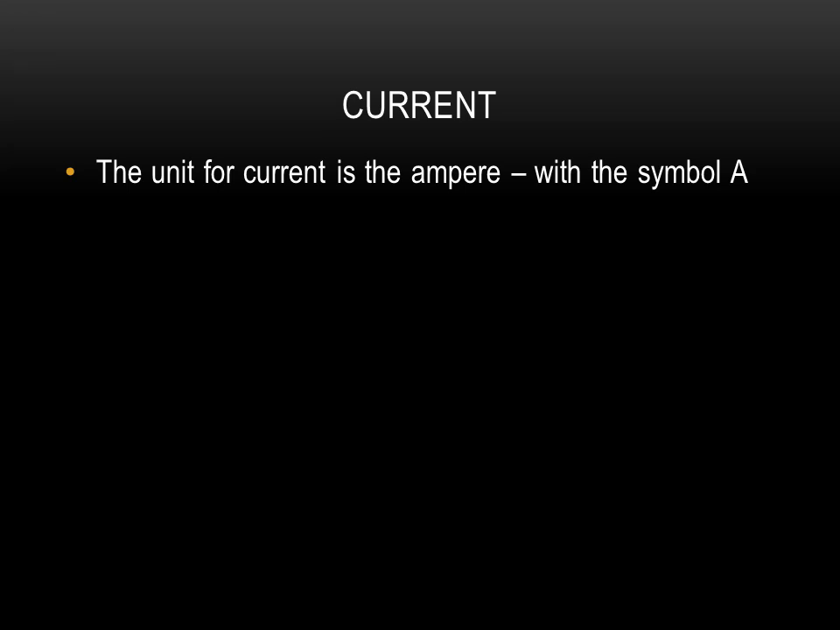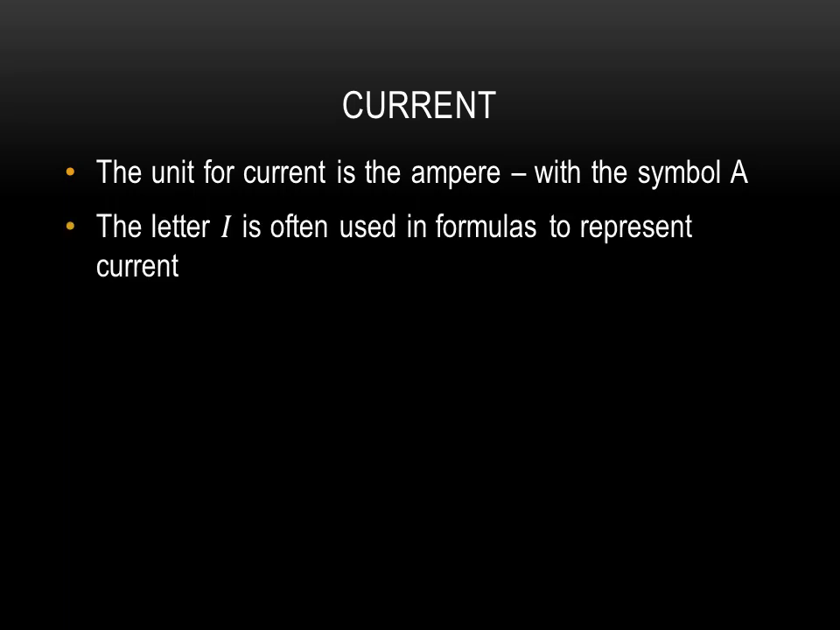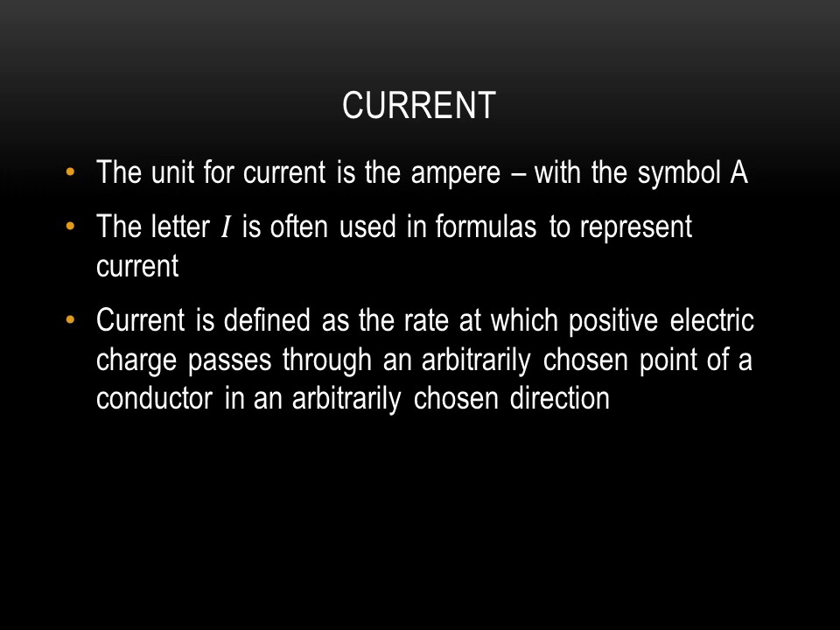Let's move on to current. The unit for current is the ampere. The symbol for the ampere is the capital letter A. The letter I, uppercase as well as lowercase, is often used in formulas to represent current. Current is defined as the rate at which positive electric charge passes through an arbitrarily chosen point of a conductor in an arbitrarily chosen direction.